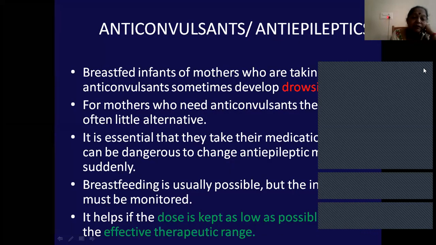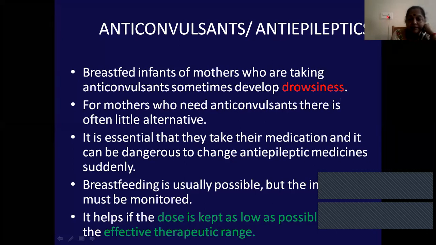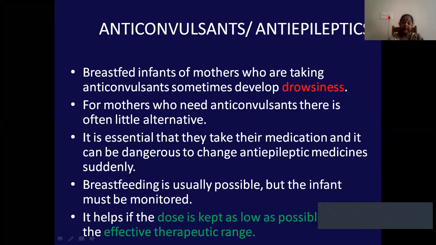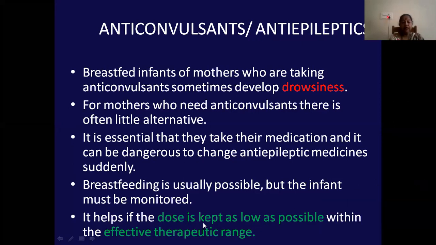About the anticonvulsants and anti-epileptics in lactating mothers, the breastfed infants of mothers who are taking anticonvulsants sometimes develop drowsiness. For mothers who need anticonvulsants, there is often little alternative. Already the woman is on an anticonvulsant, so it is essential that they take their medication, and it can be dangerous to change medicine suddenly. So breastfeeding is usually possible. The infant must be monitored. It helps if the dose is kept as low as possible within the effective therapeutic range.